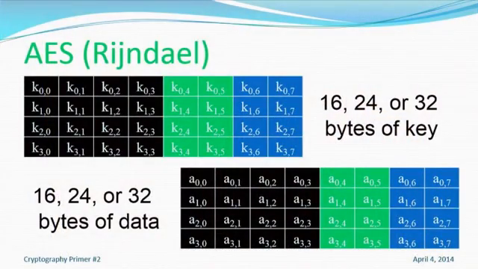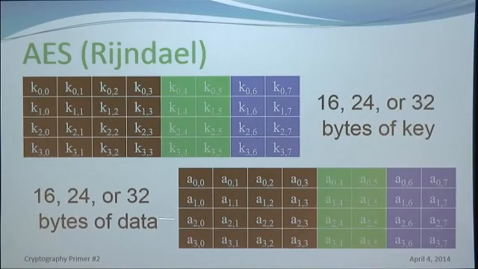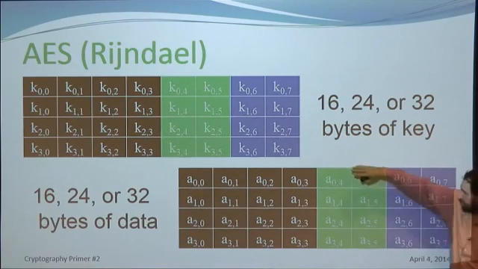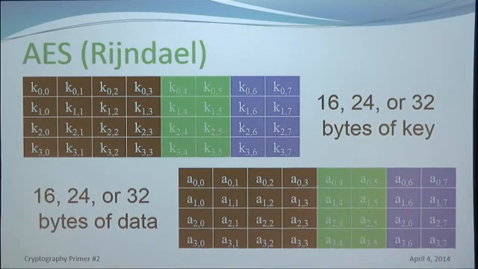Rijndael takes either 16, 24, or 32 bytes of key. It's also designed to take 16, 24, or 32 bytes of input data. However, AES only required 16 bytes. So the AES specification says Rijndael with 16 bytes of data. So you can sort of ignore this when we're talking about AES. It will then arrange the data in this sort of block form. So each of these blocks is now a byte. And think of this square form. It's sometimes called a square cipher.